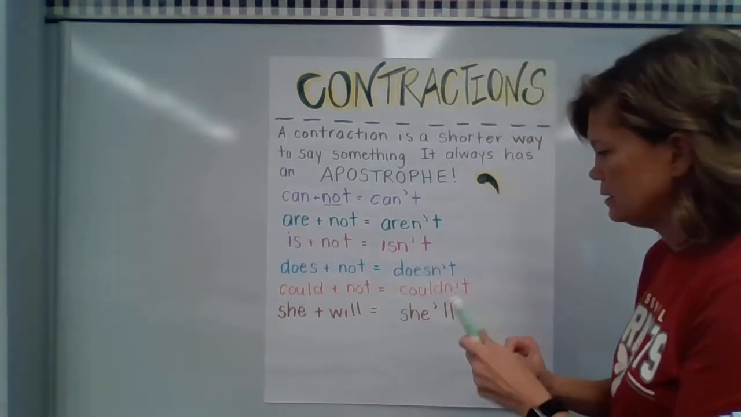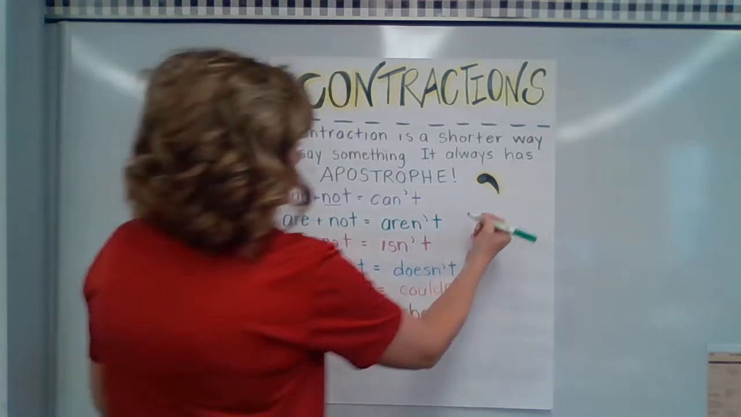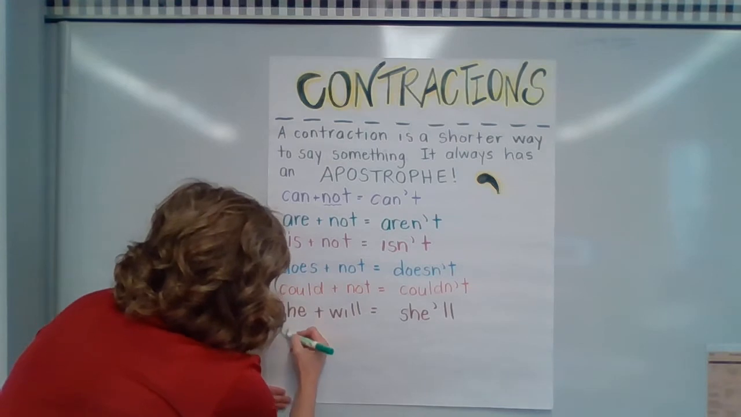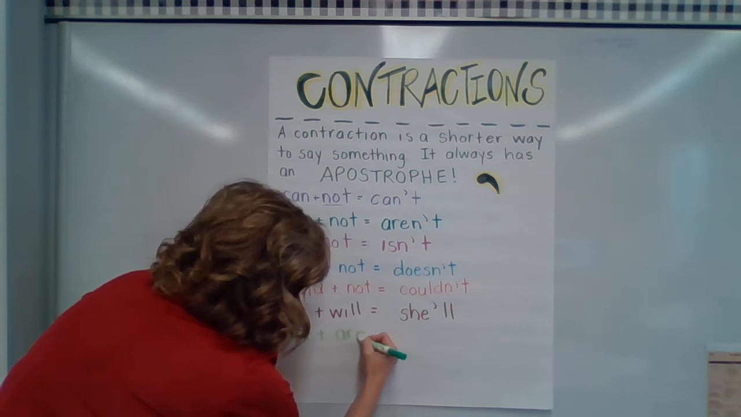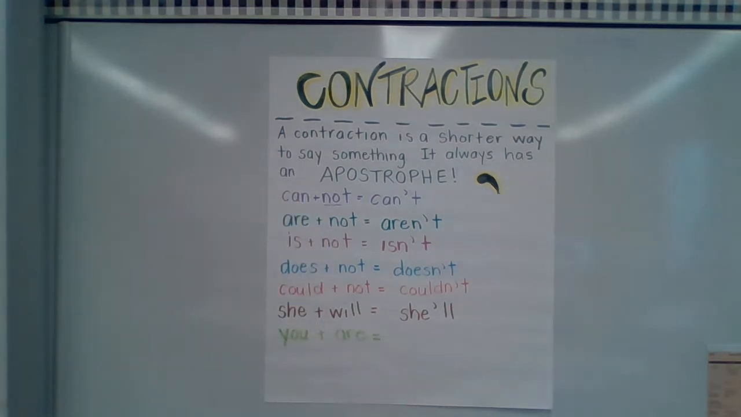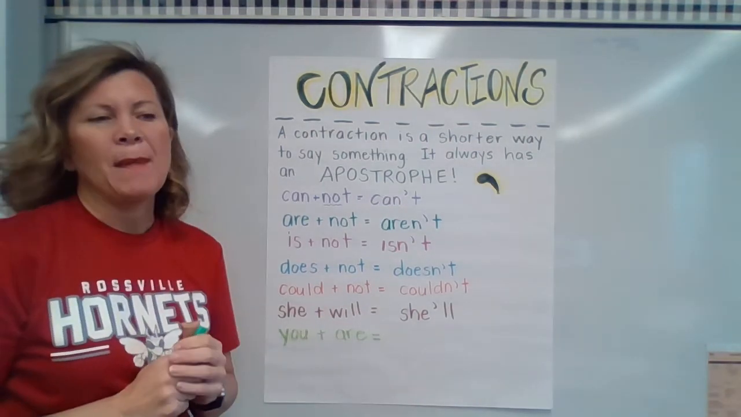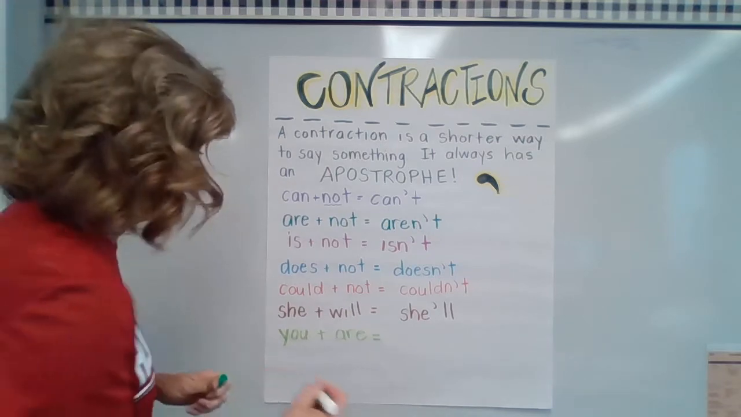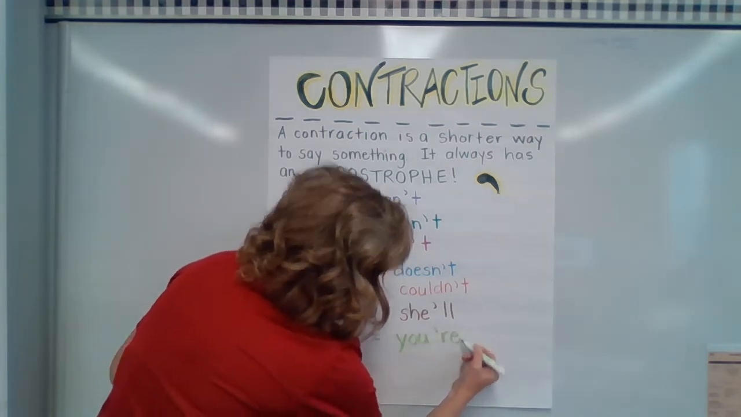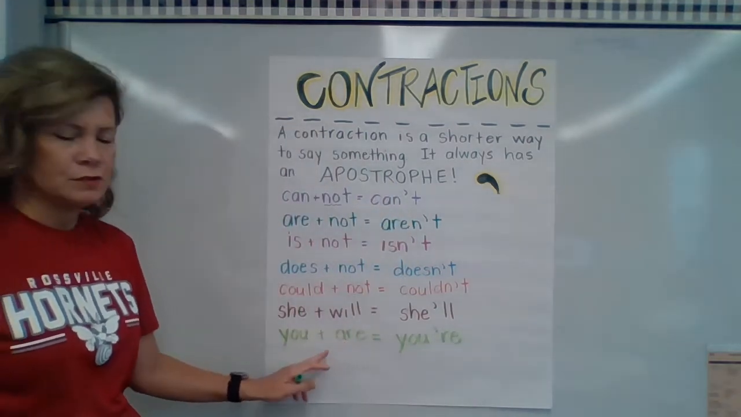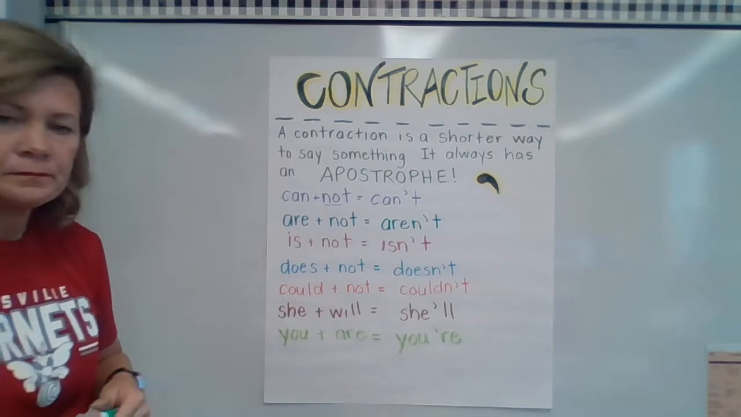Let's go with this kind of green color here. All right, our next one. If I was talking to all you guys and I said, you are my favorite class, I would switch it to say, you're my favorite class. I left out the A. Here's the word you. The apostrophe goes in place of the A, and then R-E, you're.